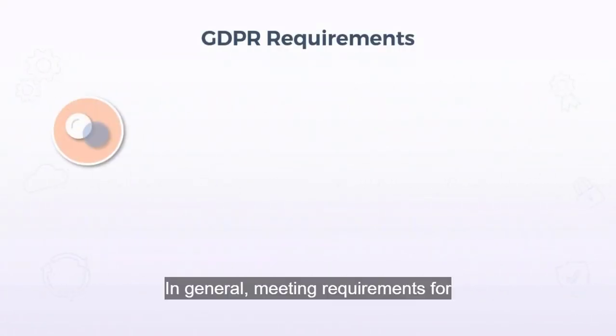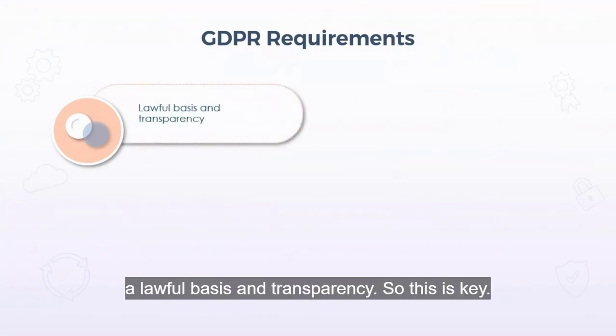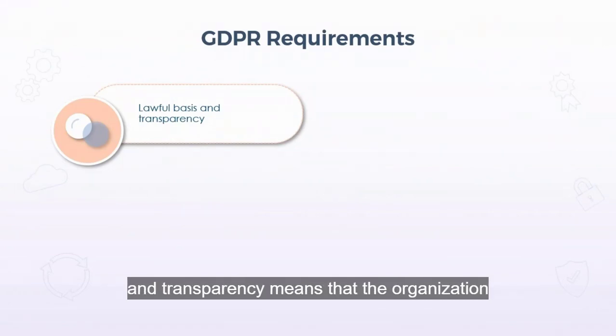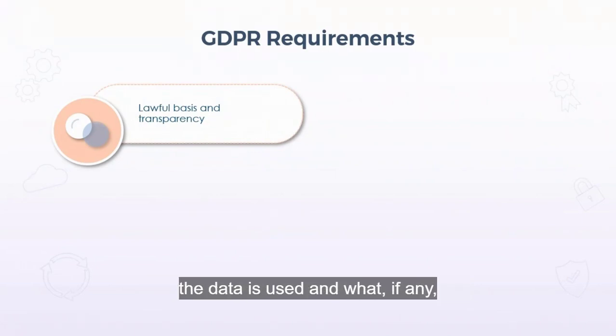In general, meeting requirements for compliance with GDPR includes a lawful basis and transparency. So this is key. No data can be stored without consent. Records of consent must be saved and stored as well. And transparency means that the organization must communicate clearly regarding how the data is used and what, if any, third parties have access to the data.